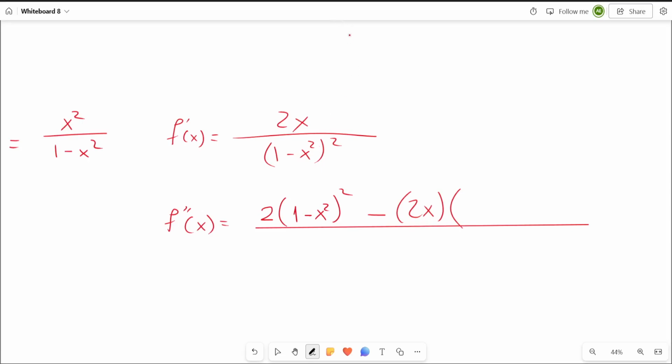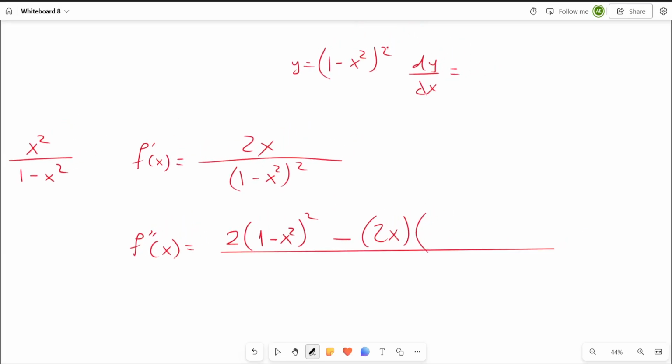What's the differentiation of 1 minus x squared to the power of 2? If y is this, then dy by dx, I'm going to use the chain rule. So this is going to be 2 into 1 minus x squared to the power of 2 minus 1, or to the power of 1. And then I'm going to multiply by the differentiation of what's inside, which is minus 2x. So this could be written as 2 into minus 2x, which is minus 4x into 1 minus x squared.